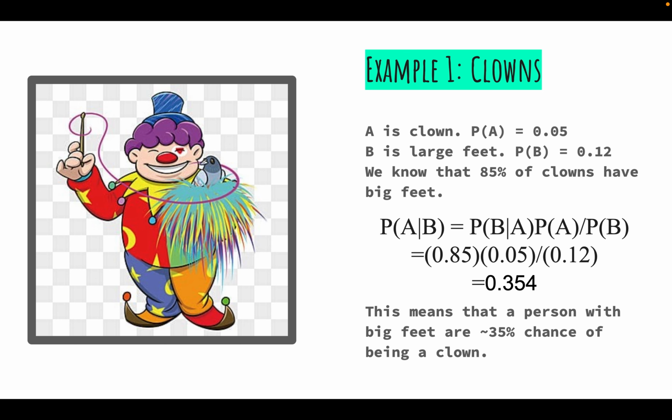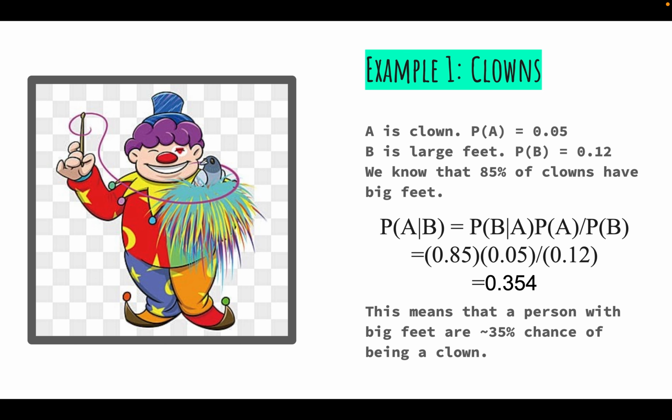So if the probability of A, where A is a clown, is 0.05, and B is the probability of large feet, which is 0.12. These are fractional amounts because probability is always between 0 and 1. So really, the P of A of 0.05 is 5%, and the P of B is 12%.